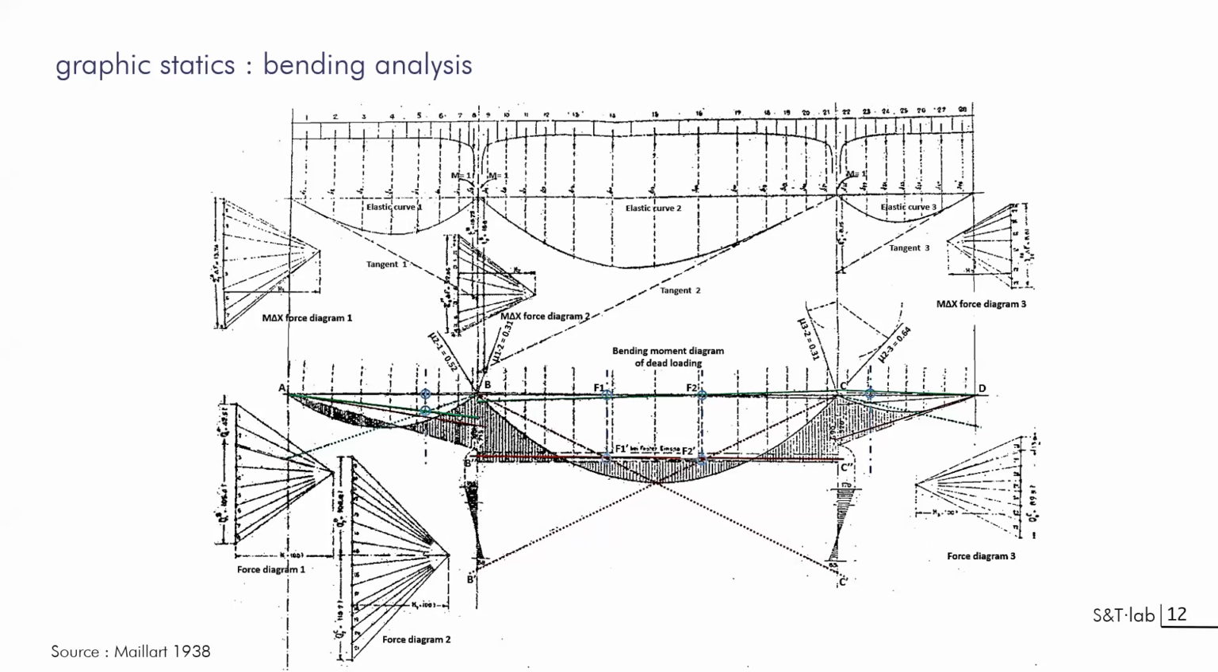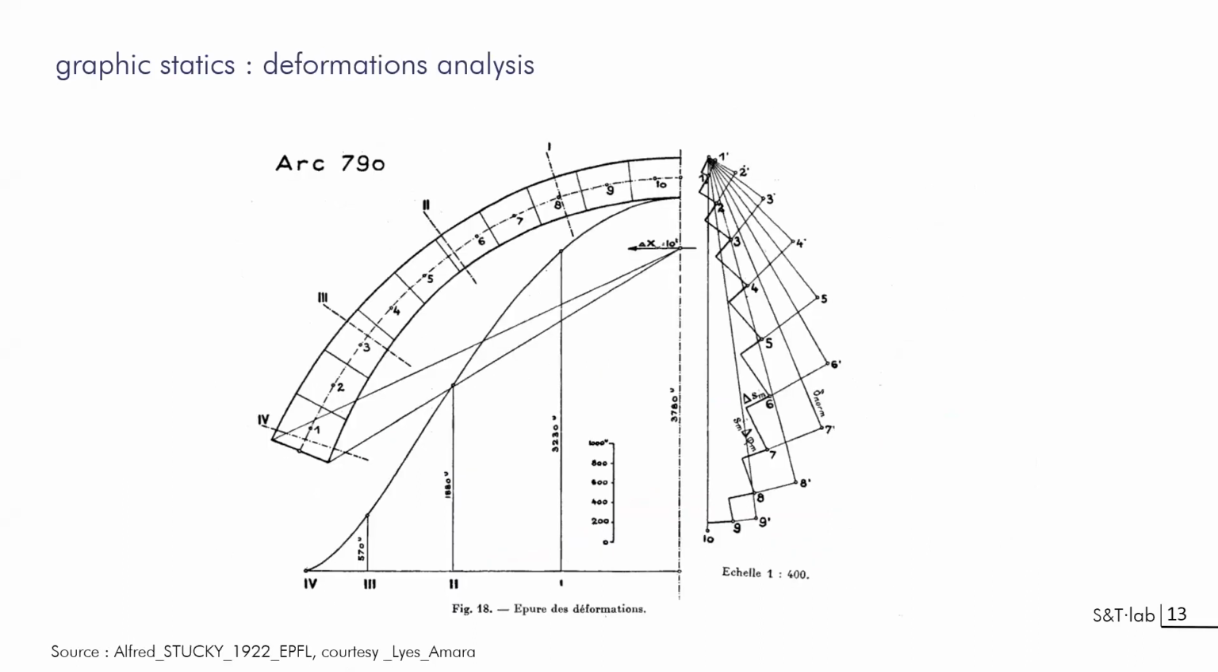Then you can use also graphic statics to analyze deformation of systems. Since graphic statics is a kind of mathematical integration, you are able to calculate from forces the bending forces. You can from the loadings calculate the bending forces through a funicular polygon. And once you use again a funicular polygon on the previous funicular polygon, we get another figure that will be representing the deformation of the system.